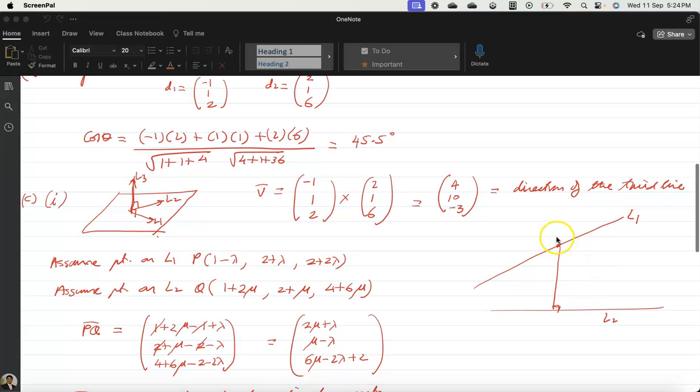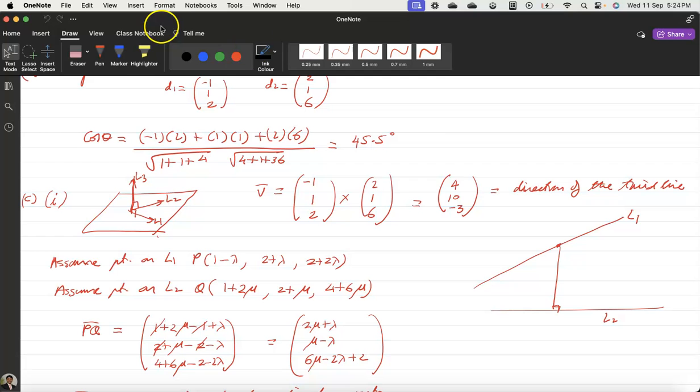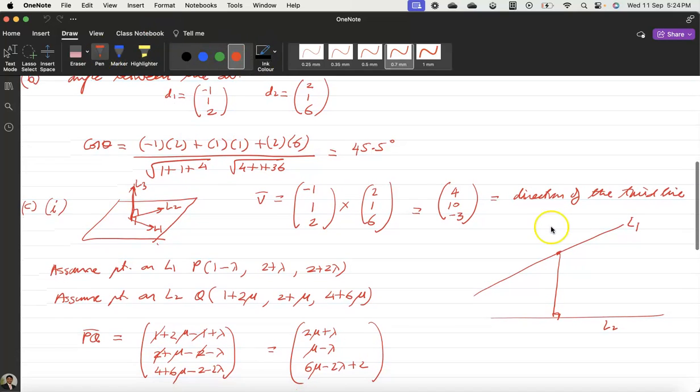You get your vector PQ. So this is my point P, this is Q. P is any point on this line and Q is any point on this line, depending on the value of the parameter. So I find vector PQ. Correct? That's the position vector of Q minus the position vector of P. So I do that, and I get my vector PQ.